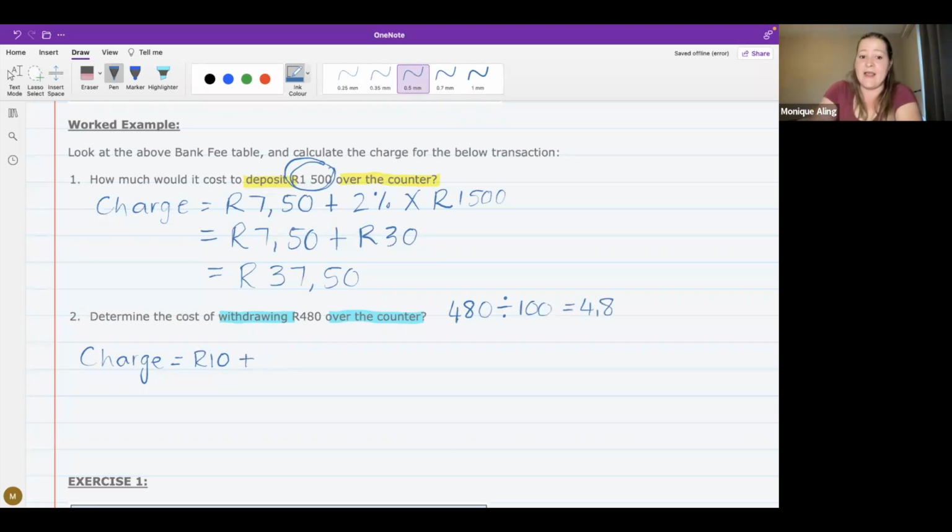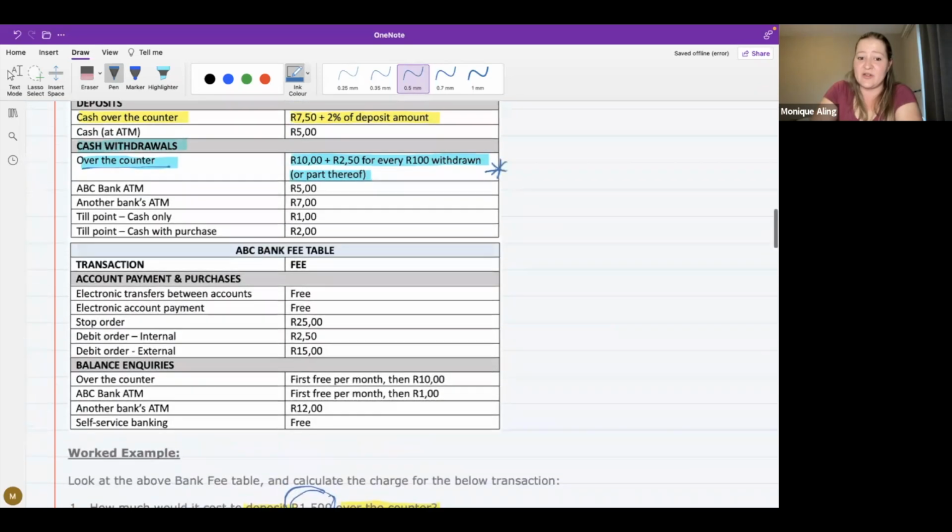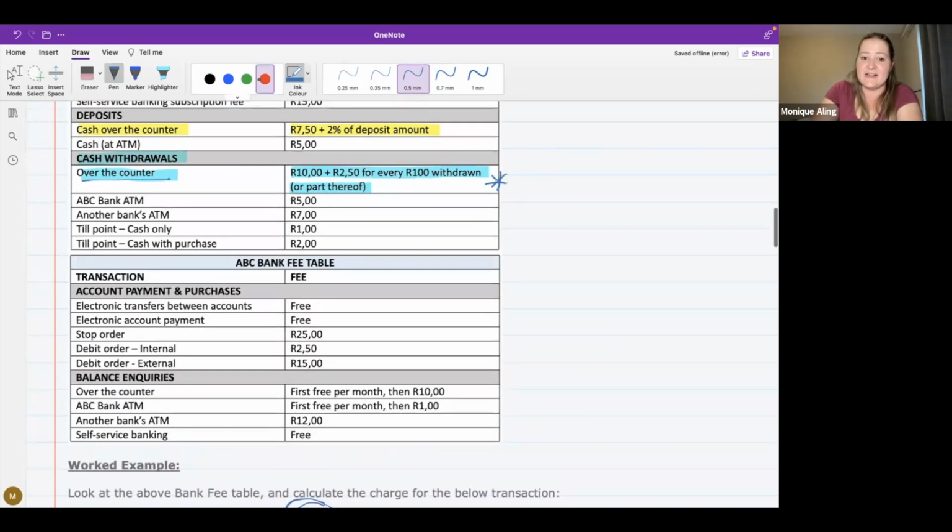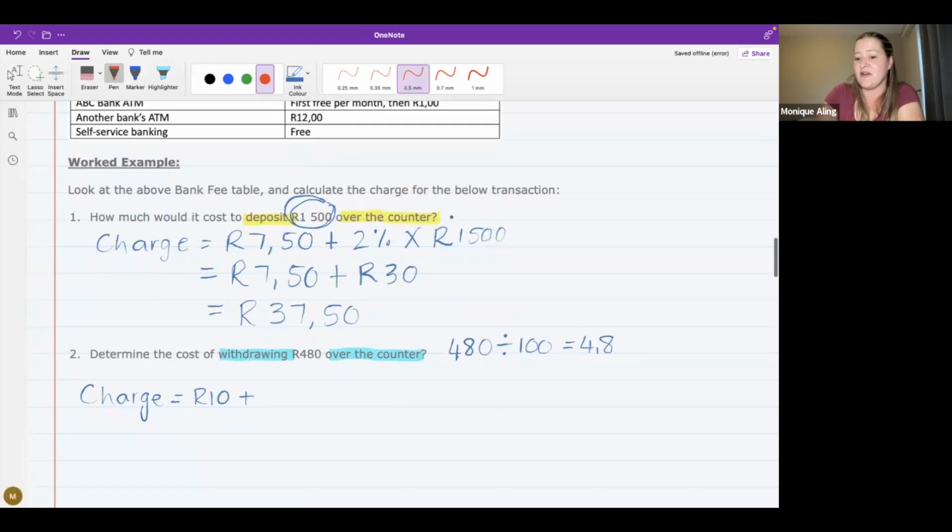Okay, but now specifically because they said these 3 keywords over here, or part thereof. That means, can you see we don't have a whole number over here? It's 4,8. This 0,8 forms part of another 100. It's part of another 100. So technically, because they said or part thereof, we have to round it up to 5.